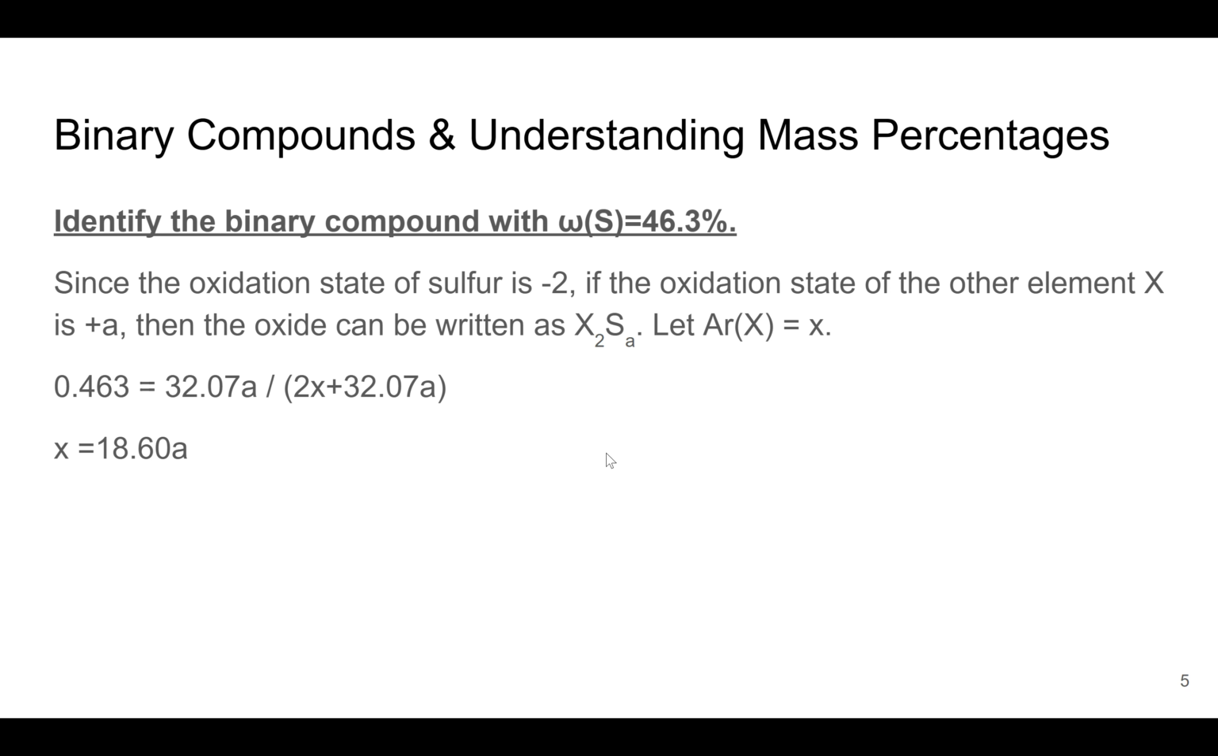And by solving this equation, we get that X equals 18.60A. Again, X is something we want to compare against the values on the periodic table, and A is something that we can substitute in.